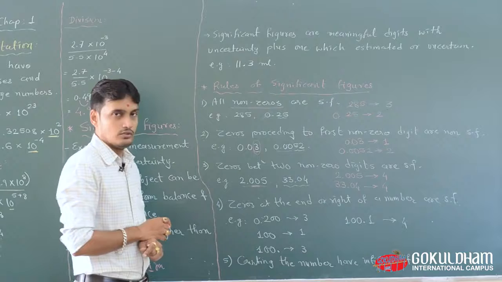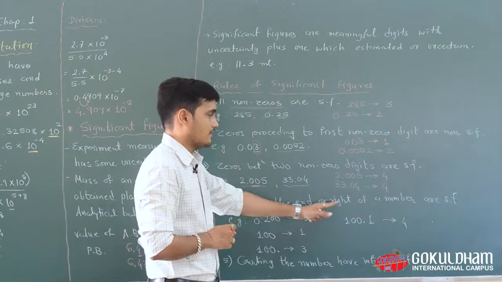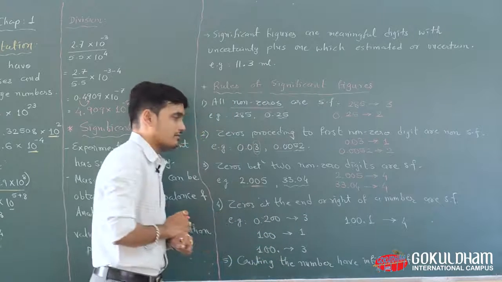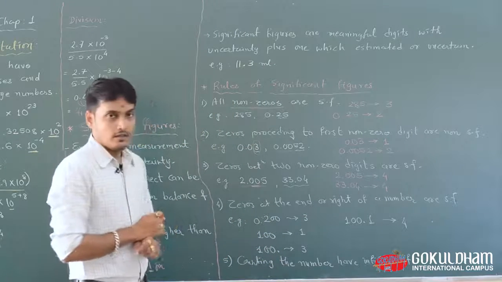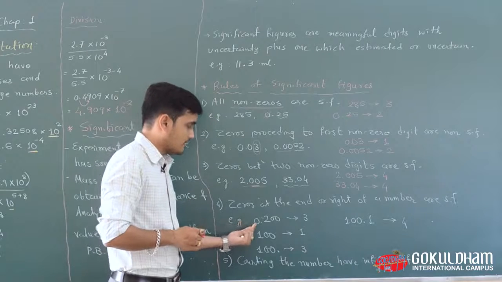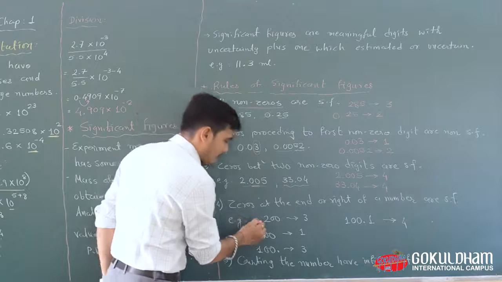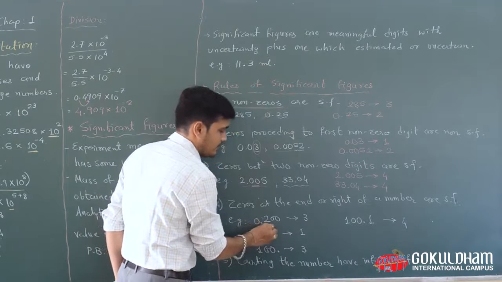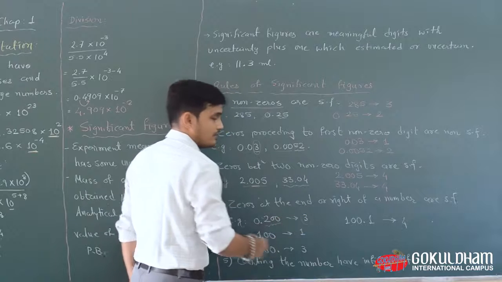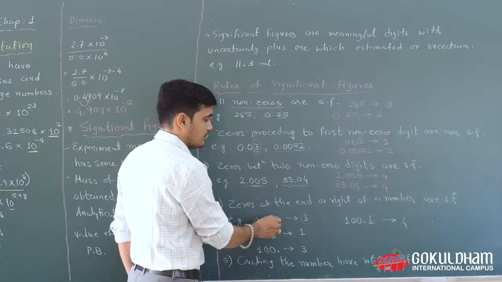In our fourth rule, zeros at the end or right of a number are significant. This rule has different cases. Our first case is very simple. The example is 0.200, means after this decimal point, all of 200 are known as significant figures. So our digits are 2, 0 and 0, which gives 3 significant figures.